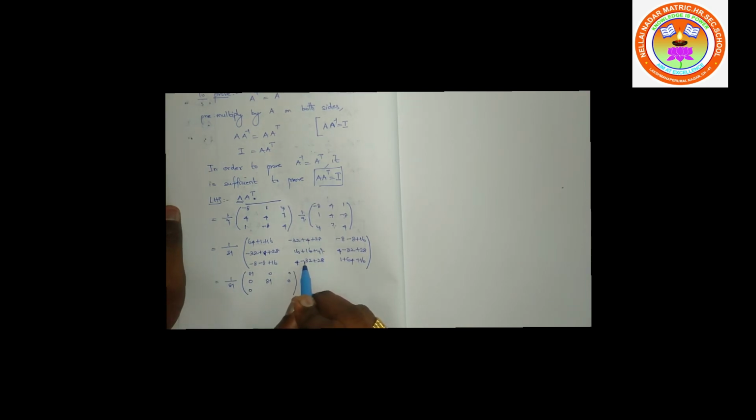28 plus 4 is 32, minus 32 gives us 0. Minus 8 minus 8 is minus 16, plus 16 gives us 0. 28 plus 4 is 32, minus 32 gives us 0. 64 plus 1 plus 16 gives us 81. So 1 by 81.